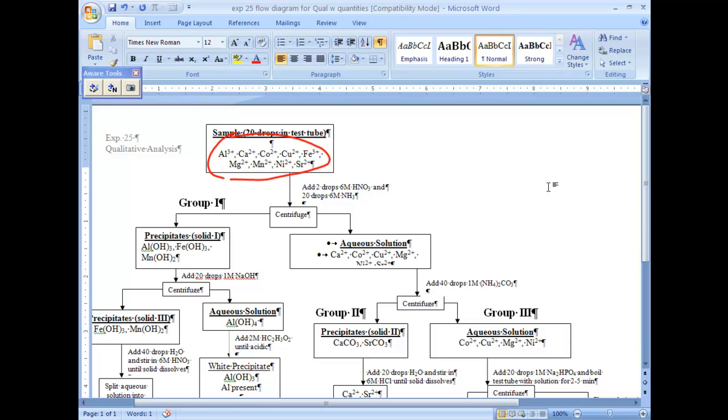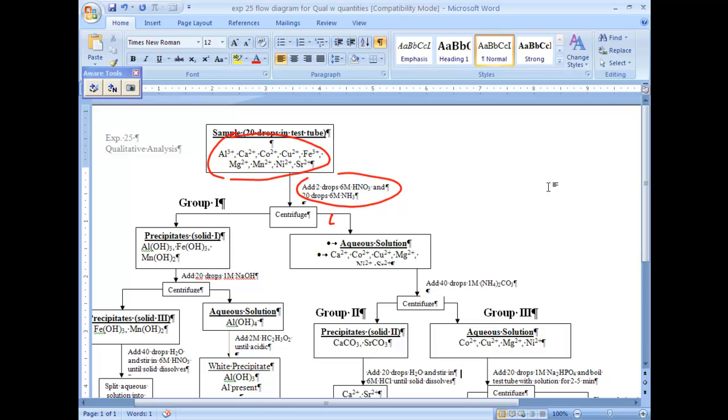So you have your unknown and your known solution. First thing you're going to do is add 2 drops of 6 molar nitric acid and 20 drops of 6 molar ammonia to it. Then you can put that into the centrifuge. What's going to happen here is some solid will form, and the liquid and the solid are going to separate. So you can decant the liquid off.